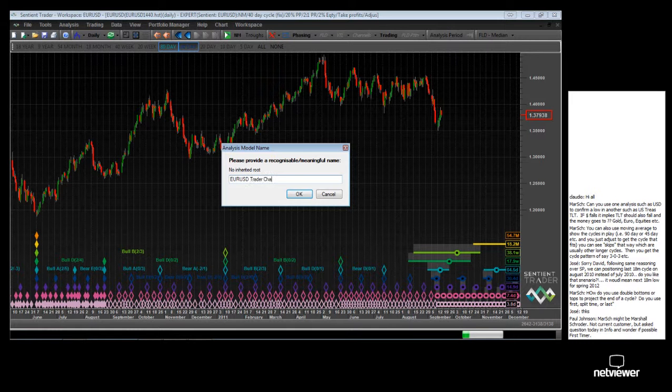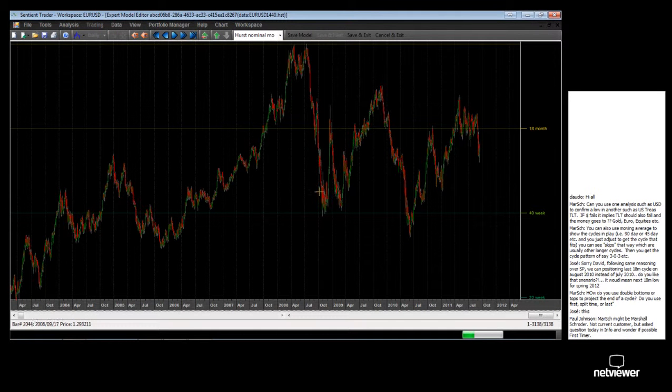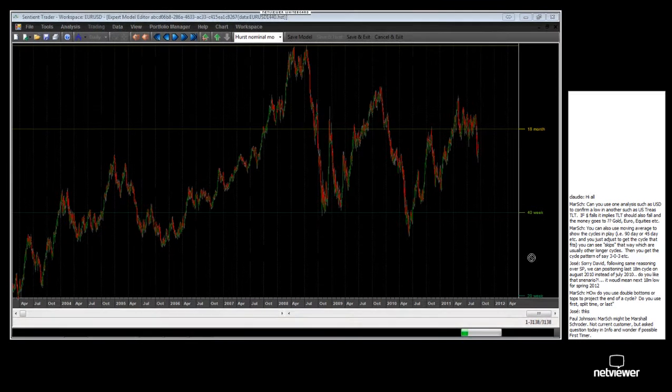Then we click on OK, and it asks you to provide a name, which is the name that you will later use to refer to this model. I'm going to call this Euro-US dollar trader chat expert model. Okay, click on the OK button. Sentient Trader then presents you with the same amount of data, but in a different type of chart.